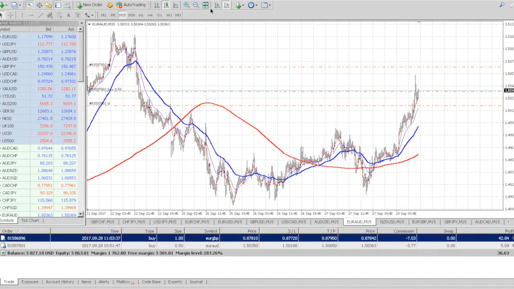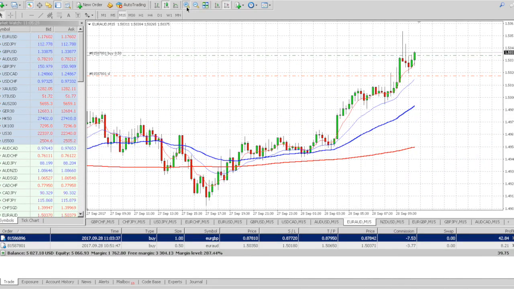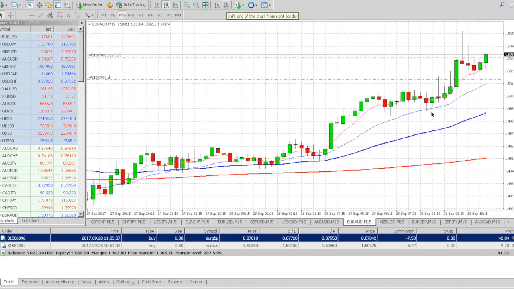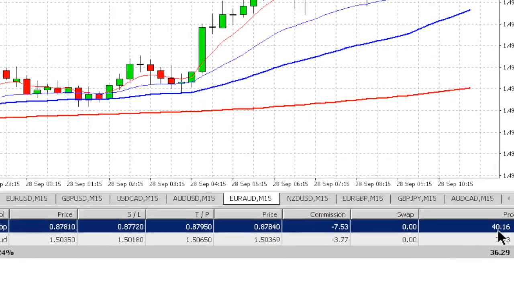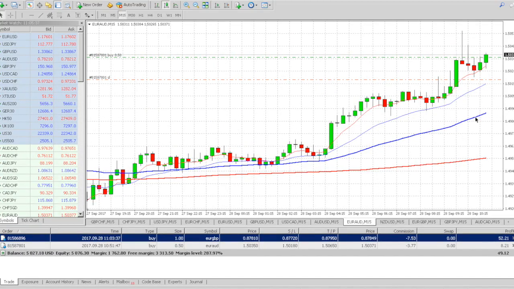Like I mentioned, you can zoom in once again, and you can see we've got a nice $40 profit right now, $50 profit. So that's how you place a buy order for a trade.